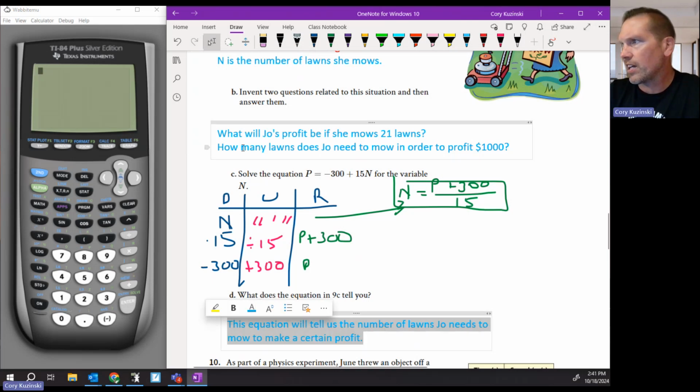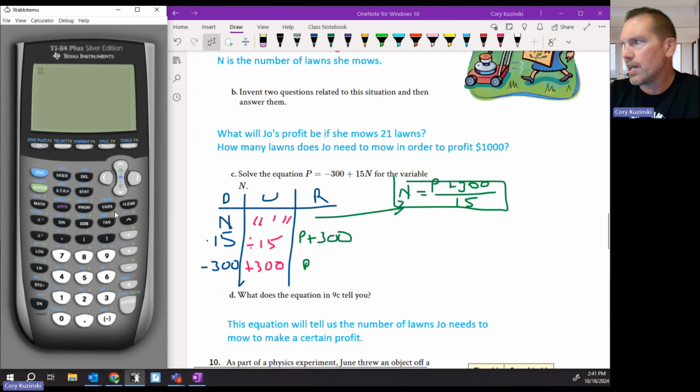I could answer this second question up there. So, the original equation, minus 300 plus 15 times 21. So if she mows 21 lawns, she'll make $15 profit. But the second equation could be used to answer the second question: profit of $1,000 plus $300, and then divided by 15. This would tell us that she needs to mow about 87 lawns to make $1,000.